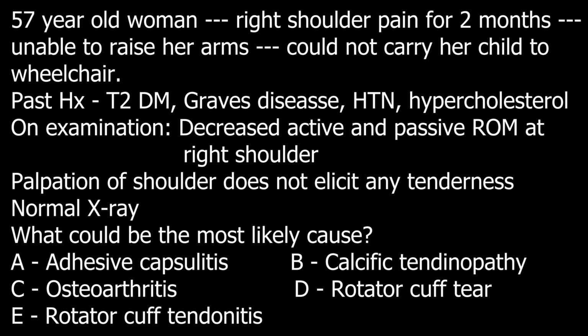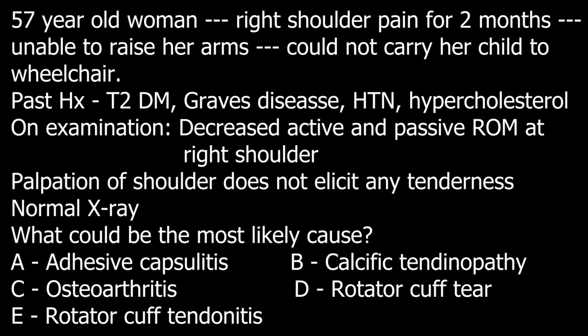Active range of motion means moving your arms by yourself, and passive range of motion means having the same movement with the aid of some other person. The other person is helping you in achieving those movements. The patient has been having pain in both of those movements. Now, let's go through the options from the bottom. Let's look at the last two options first. A rotator cuff tear and rotator cuff tendinitis.